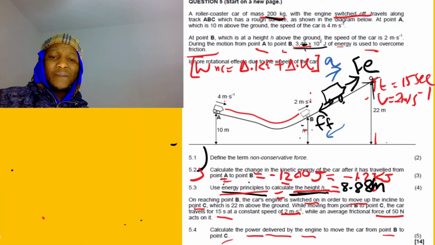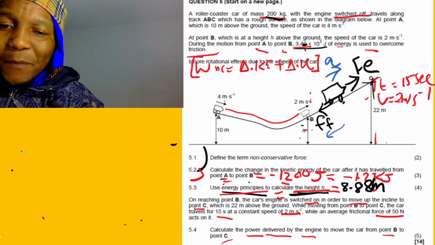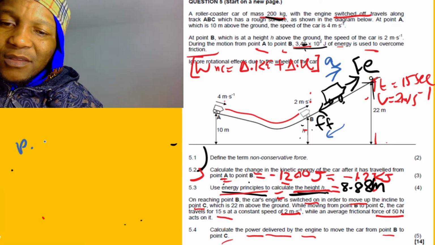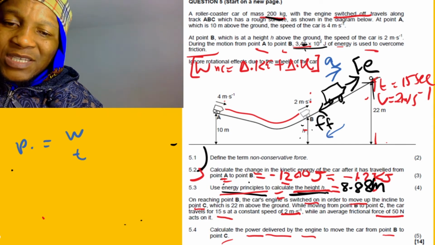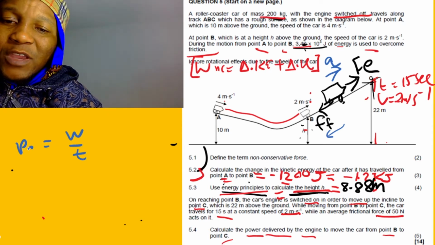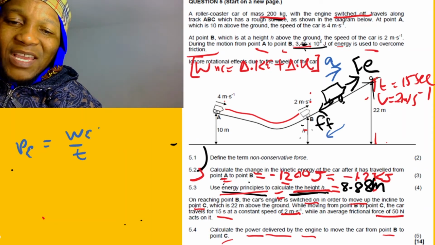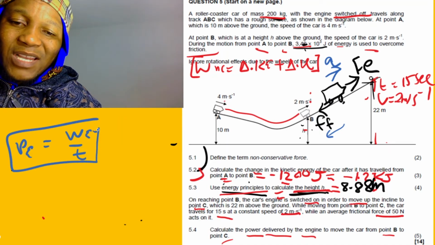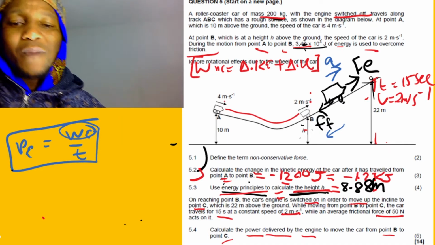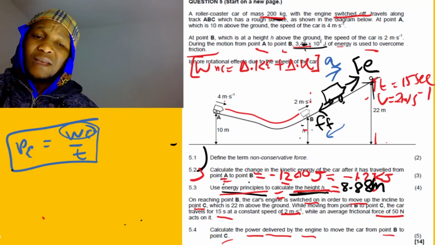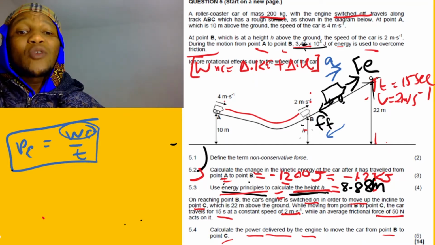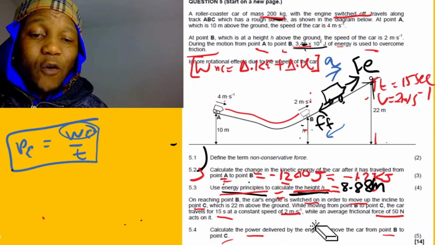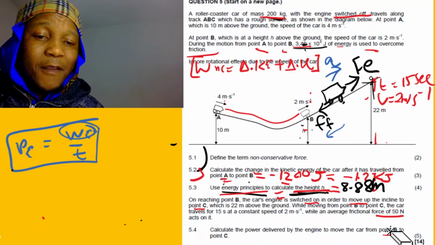So, I'm going to say power of anything equal to work done over time. So, for power of engine, let me find the work done by engine first. Don't worry about the power for now. Let's get the work done by engine. We're going to apply the same energy formula that we used prior to get this.